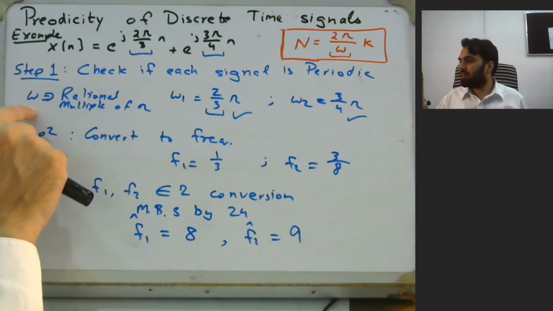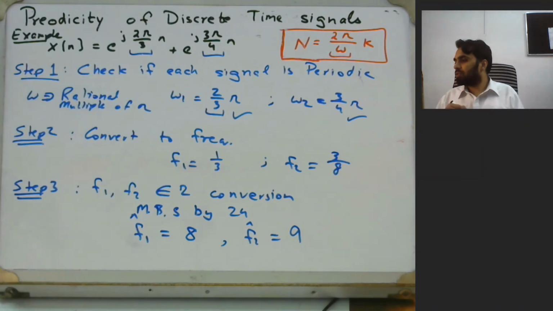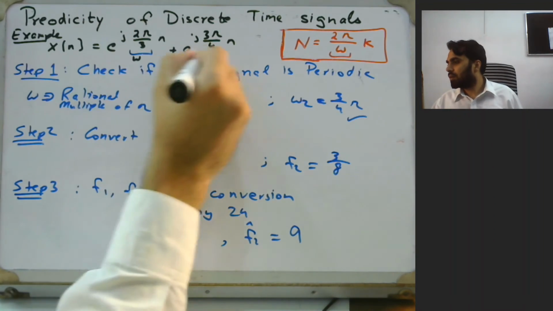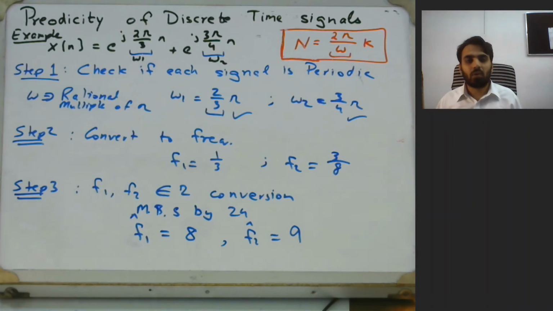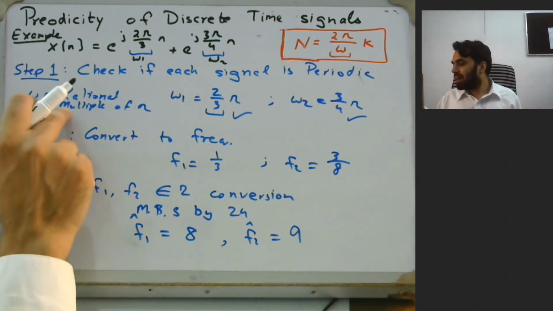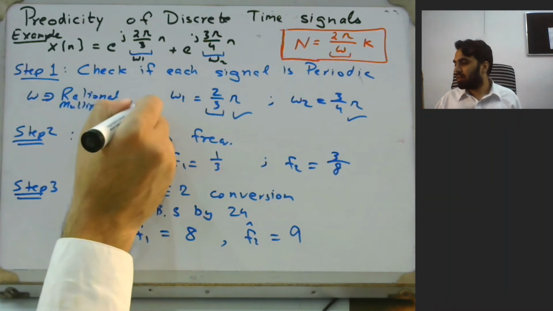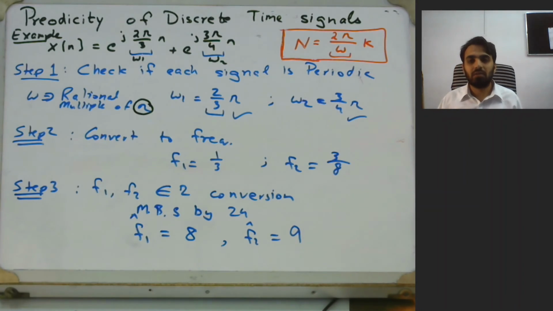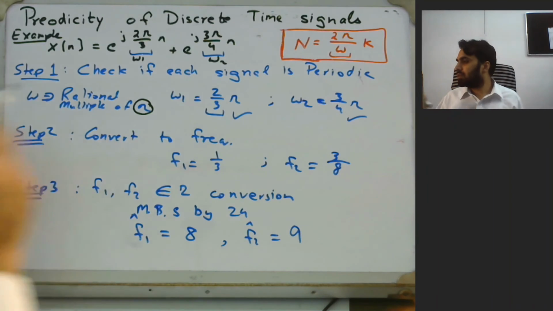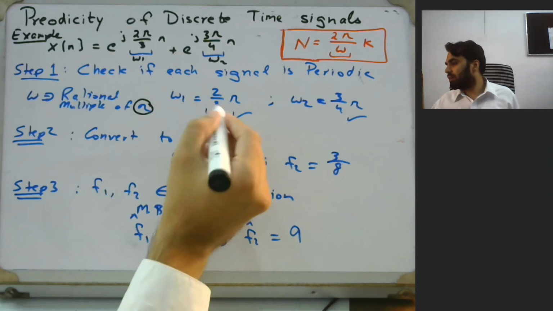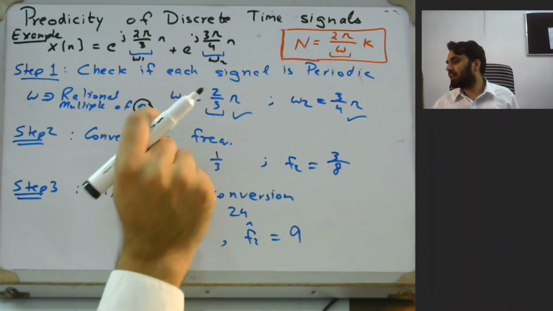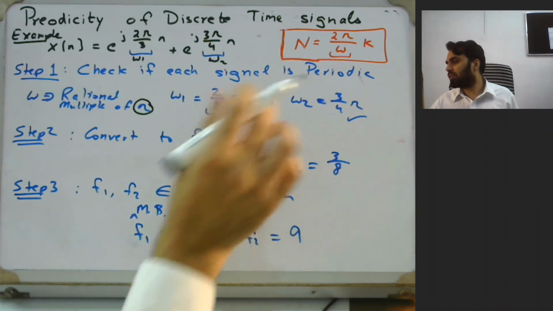The way to check is that the omega, this is omega 1, this is omega 2, should be a rational multiple of pi. If they are not a rational multiple of pi, this means that the given signal is not periodic. Over here, omega 1 is 2 by 3 pi, which is written here, and similarly in the second case it is 3 by 4 pi, which is written over here.